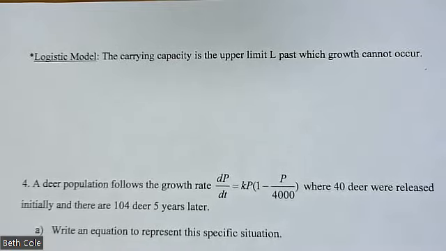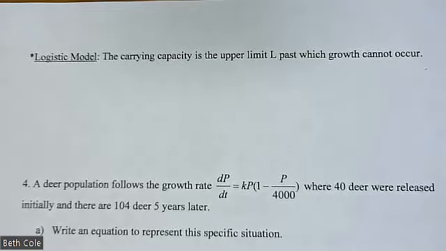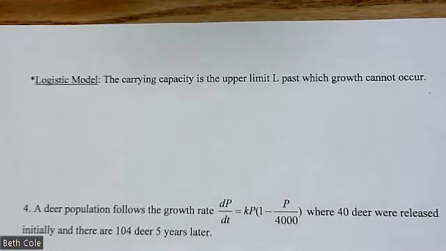All right, so the other model that we're going to do, that one was exponential. This one is logistic. I'm sorry, not logarithmic, logistic. And that's a common mistake. I can't believe I said that. So, the logistic model has a carrying capacity, which is the upper limit L past which growth can't happen. Let me draw a picture to show you what this is going to look like. Or have you heard of this before?